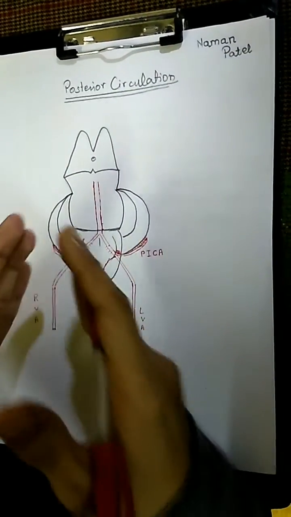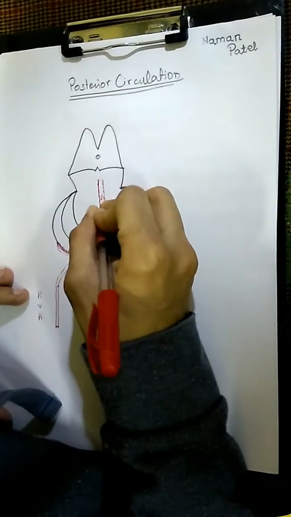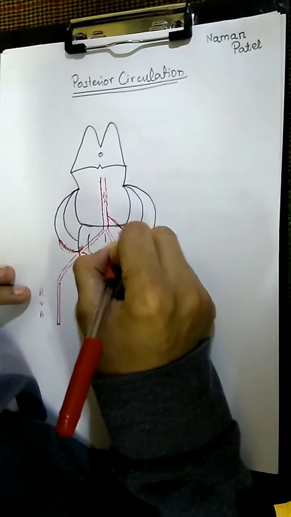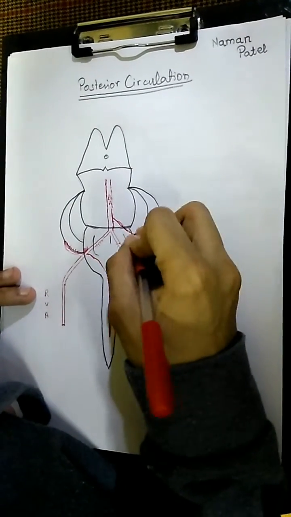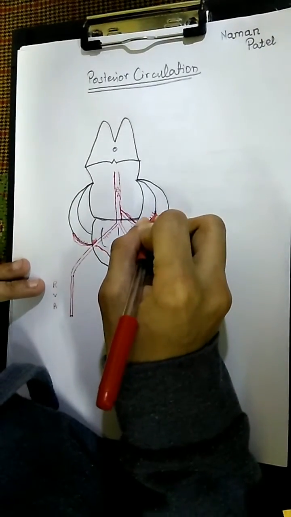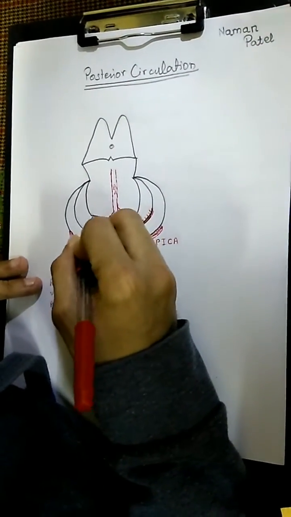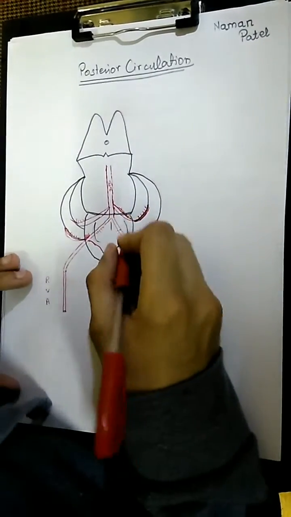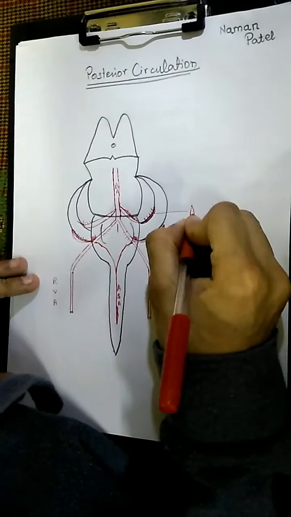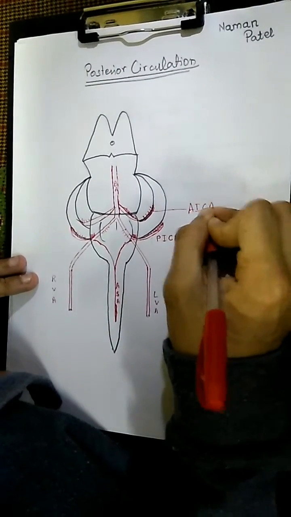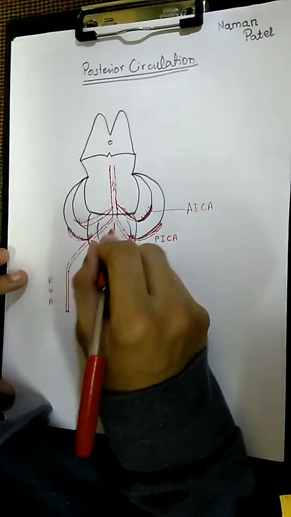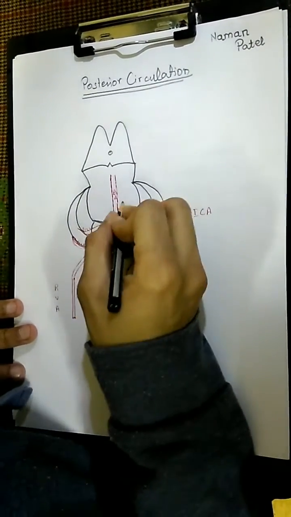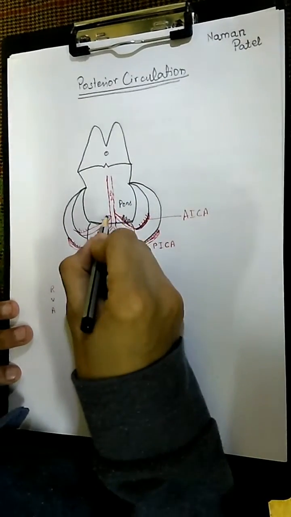Now coming next, right at the pontomedullary junction, these two vertebral arteries adjoin and make one basilar artery. From this basilar artery arises one artery which supplies the anterior inferior aspect of the cerebellum, and it also provides blood supply to the pons. You can see it just right here.